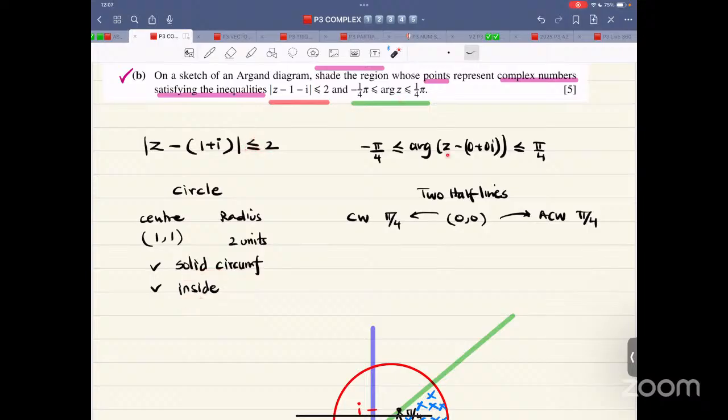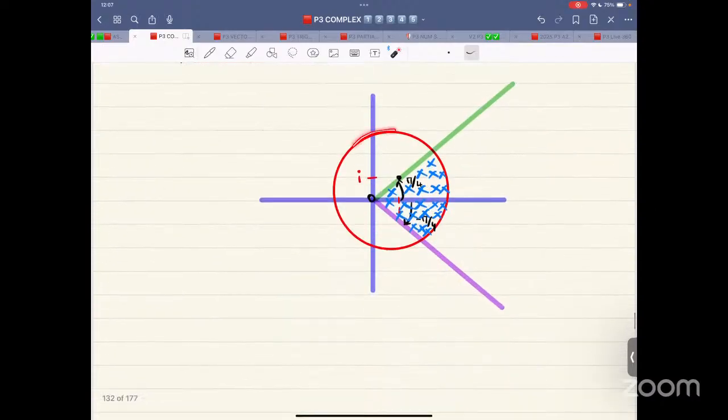Argument of Z minus 0 plus 0i. Two half lines. This is the starting point. One making an angle of pi by 4. Negative, that means go clockwise. This one is positive pi by 4. That means go anti-clockwise. And it's just about shading, no greatest least value question as such, only shading, no equation is asked. That is the circle, a realistic diagram, two half lines, and inside the circle and between the two half lines.